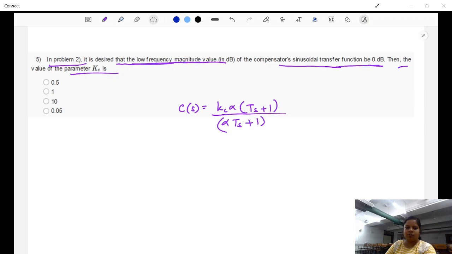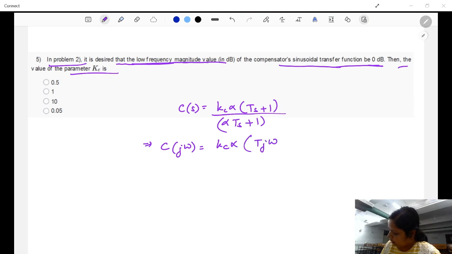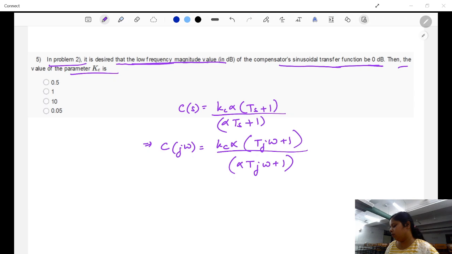Okay, so this was your transfer function, right? We want to find everything at low frequency. Now, if you take the magnitude of this transfer function, what would happen? Let's replace s by j omega. So this becomes C of j omega = Kc alpha (T j omega + 1) / (alpha T j omega + 1), right?